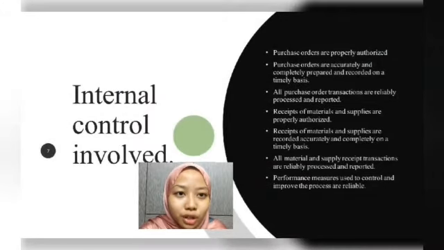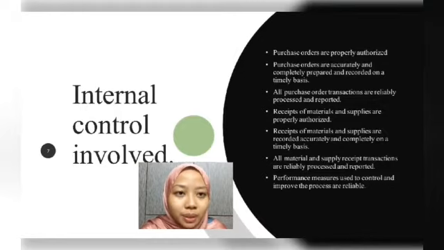Internal control involved in the purchasing cycle. First, purchase orders are properly authorized. Second, purchase orders are accurately and completely prepared and recorded on a timely basis. Third, all purchase order transactions are reliably processed and reported.